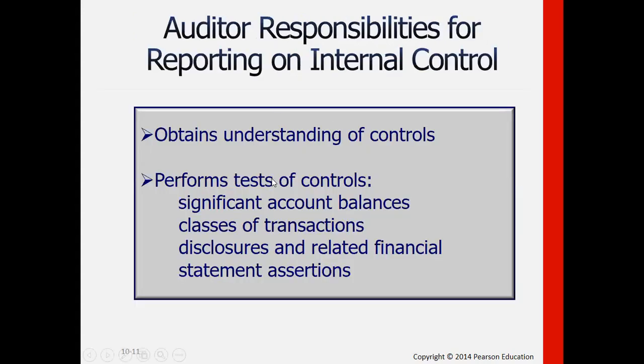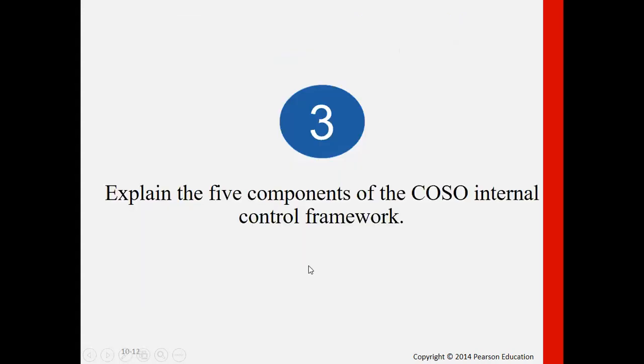In terms of auditor responsibilities for reporting on IC, understanding is very important. So why are the controls there? And then we perform tests of controls in order to check really if they are effective and efficient. So tests of controls in terms of significant account balances, material account balances, the classes of transactions or the groups of them, the disclosures and related financial statement assertions as explained a while ago.